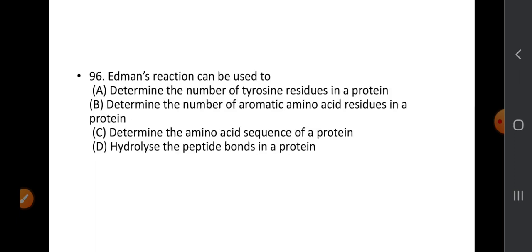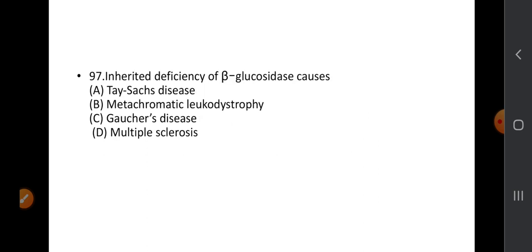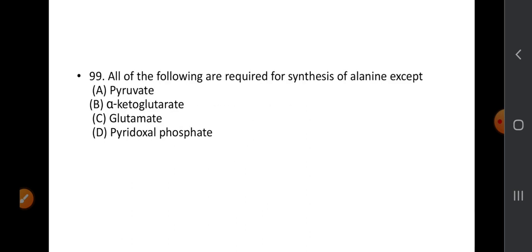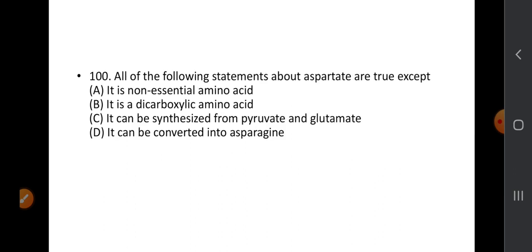A protein rich in cysteine is. An amino acid that does not take part in alpha helix formation is. An amino acid having a hydrophilic side chain is. Edman's reaction can be used to. Inherited deficiency of beta glucosidase causes. Alanine can be synthesized from. All of the following are required for synthesis of alanine except. The 100th question is, all of the following statements about aspartate are true except.